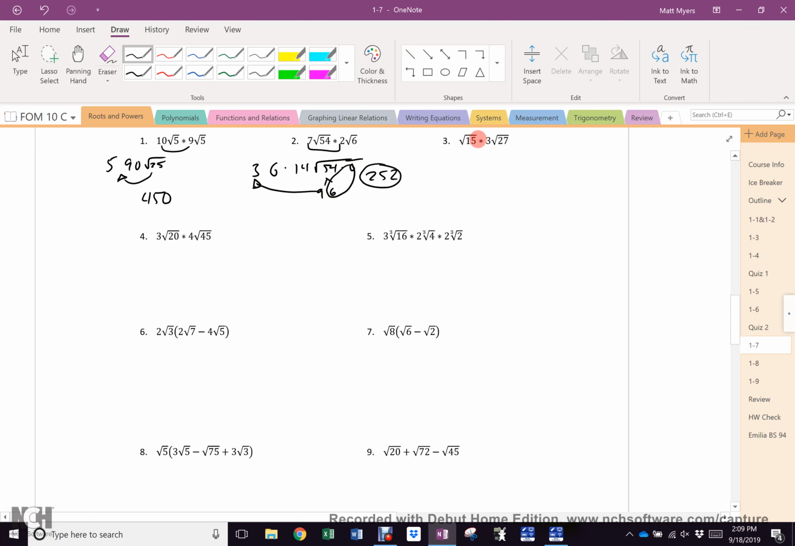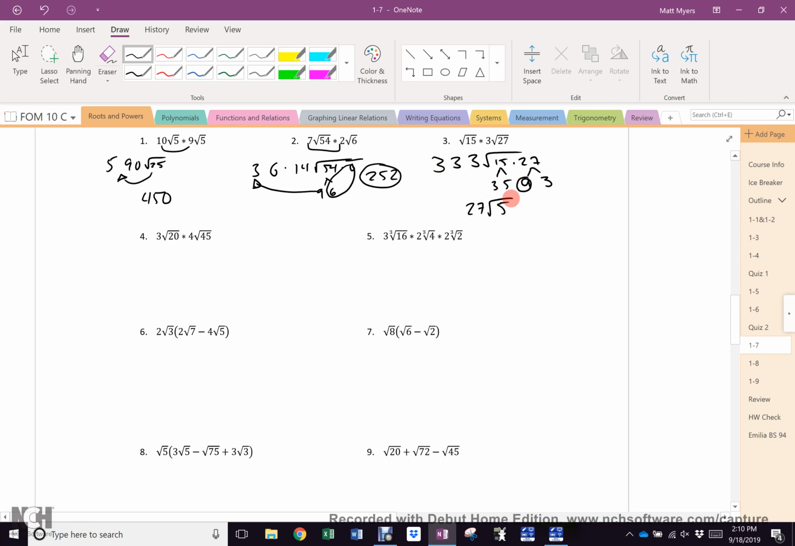Here again, I don't want to simplify 15 times 27. It's too big a number. So I do 3 root 15 times 27, just like in my notes, and I simplify. That's 3 and 5, and that's 9 and 3. 9 has a square root. What's coming out? 3. 3 is a pair. What's coming out? 3. I didn't move the 5, so the 5 stays there. 3 times 3 times 3 is 27 root 5.